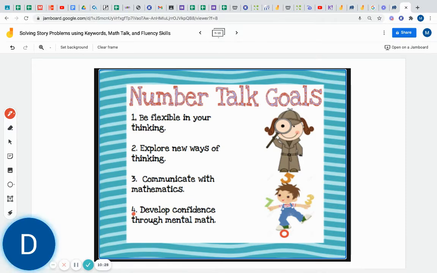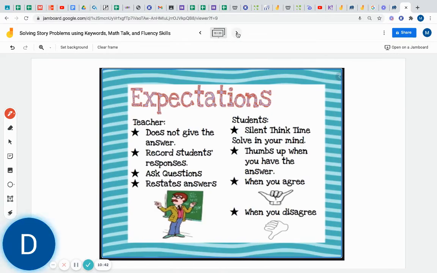And also another great skill, number 4, is to develop confidence through your mental math skills and not always having to write things down, but to be able to combine things in certain ways that make it easy for you to solve problems quickly and with accuracy. So my expectations are to not readily give you an answer, but to make you really stop and think and develop confidence for yourself, instead of always relying on me. I will record your answers on the board.